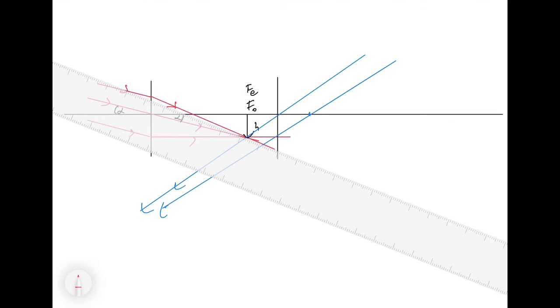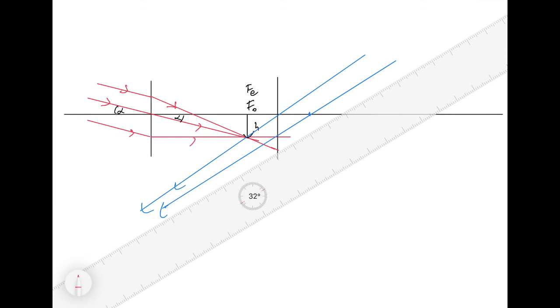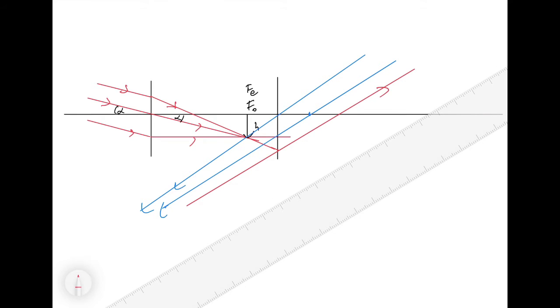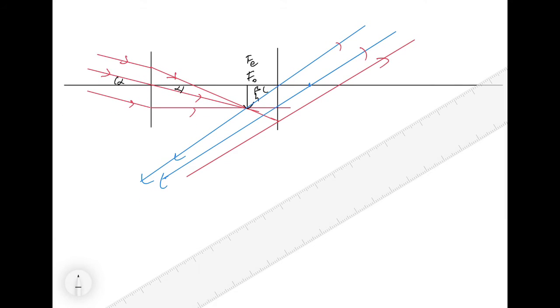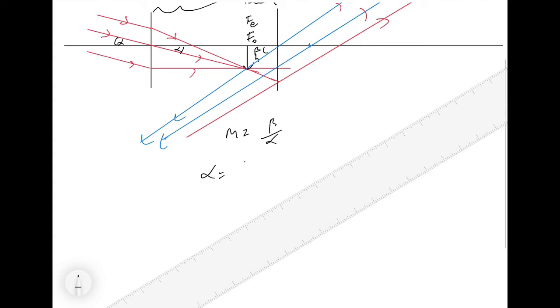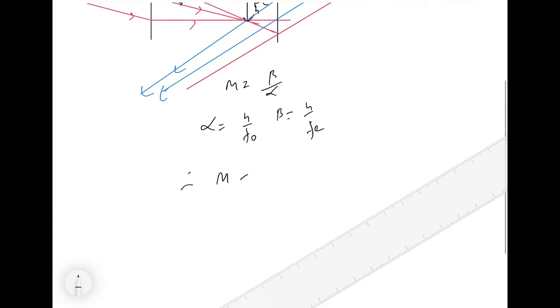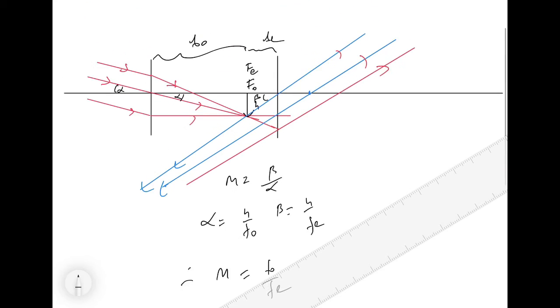Like for example, this one will also be parallel. So just be careful, and these are the rays. So our beta is here, and this one, mind you, from here to here is FO, and from here to here is FE. So magnification is beta by alpha. Alpha is h by FO, beta is h by FE. Therefore magnification is FO by FE. So this is for the final image at infinity.